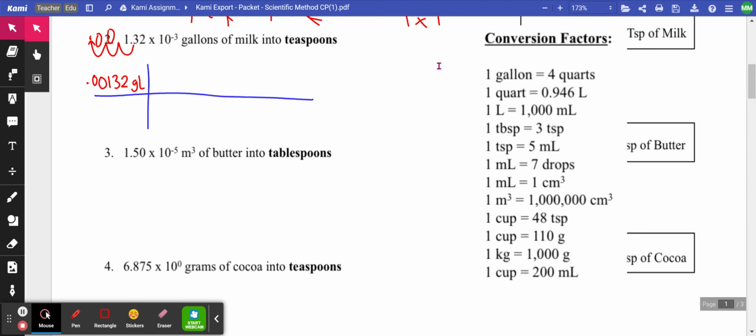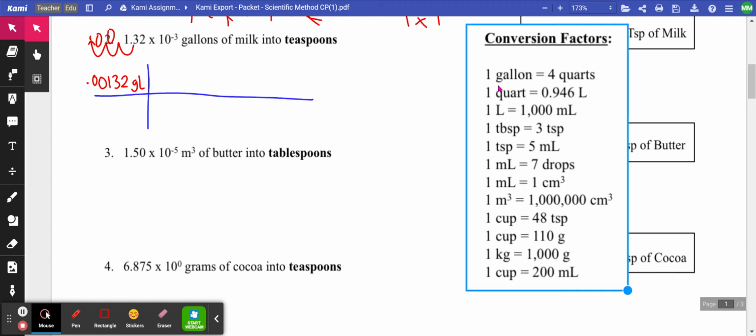So I have to start from gallons, and then I have to go all the way down to teaspoons. So remember, gallon is a very, very big unit, much bigger than teaspoon, right? So 1 gallon, I'm going to convert gallon to quarts because that's what I have, and then quarts to liter, and then liter to milliliter, and then finally milliliter to teaspoon. Okay, so I'm going to use 4.